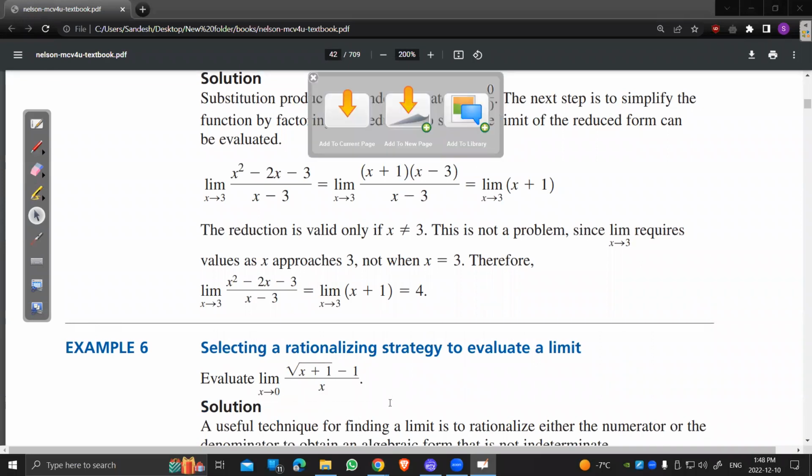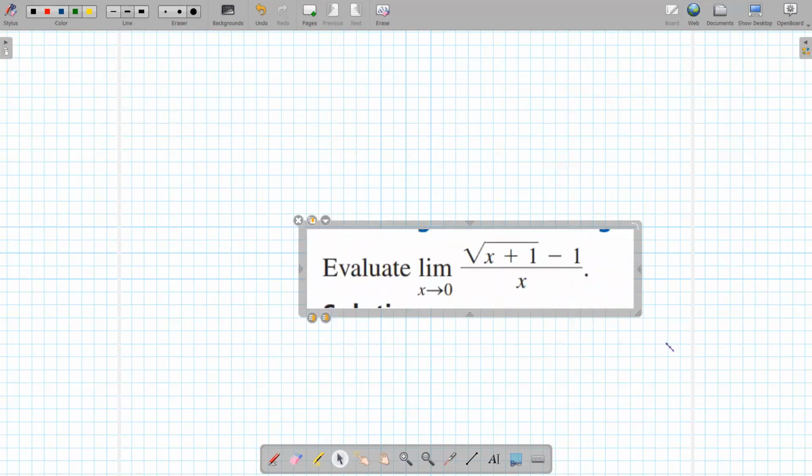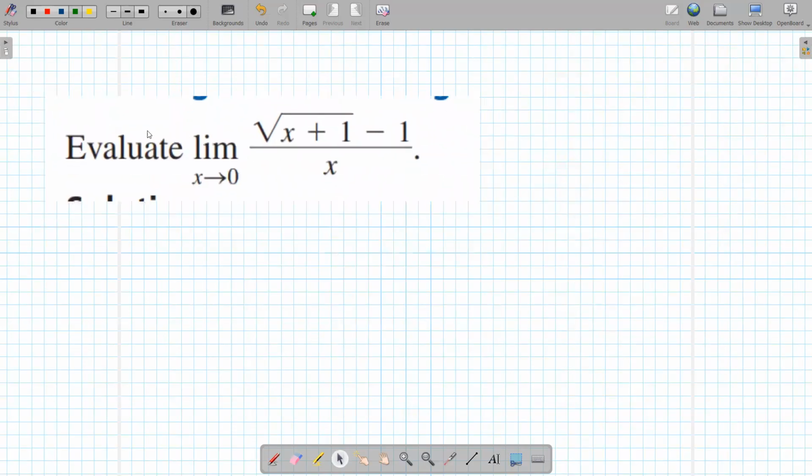Same idea here, but this one's going to require you to do the first thing that we did when we started doing this thing. If you plug x as 0, this is going to fail because you're going to get a 0 in the denominator. So that is no good, right? How can we simplify this expression?